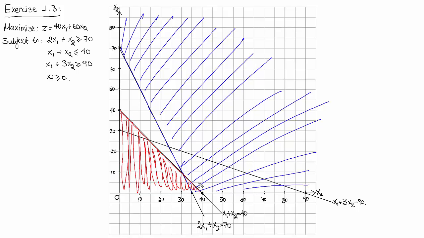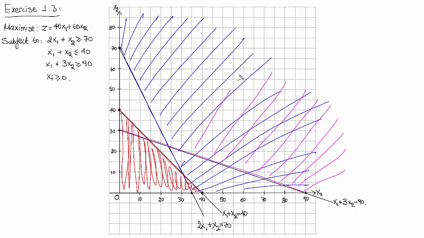And then the third constraint gives us the area that is greater than or equal to this line. So we're going to trace this line and then take everything that is greater than or equal to that, keeping in mind x1 and x2 need to be greater than or equal to 0.